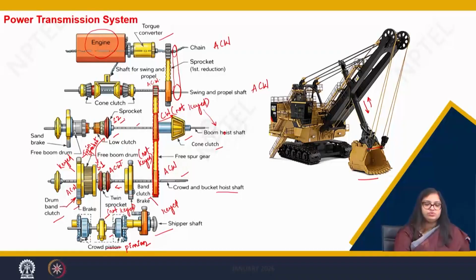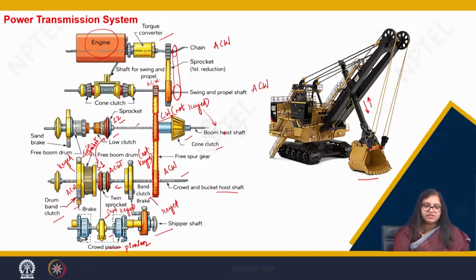Now, when this S2 starts rotating in clockwise direction, the crowd pinion would also move in the clockwise direction, because now instead of S1 it is engaged with S2. The S2 is rotating, and this band clutch is disengaged, so there is no movement of S1. Since we engaged this cone clutch, S2 would be rotating in clockwise direction. My S1 is also rotating in clockwise direction, because there is no engagement of this band clutch here.